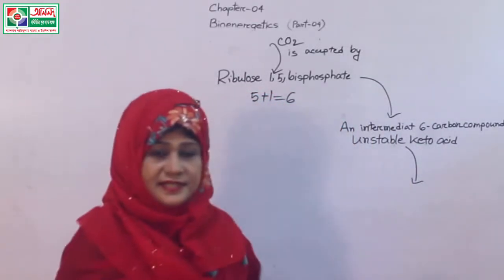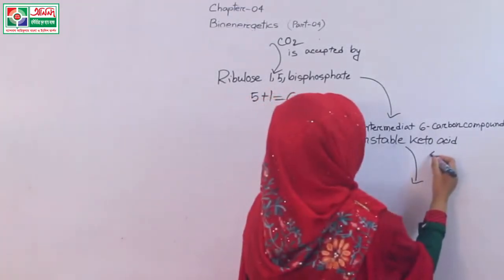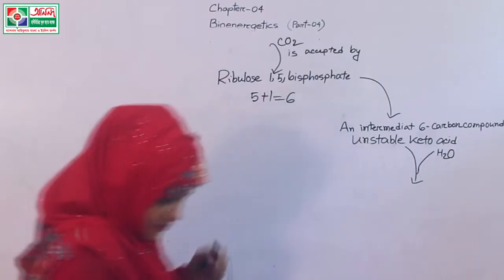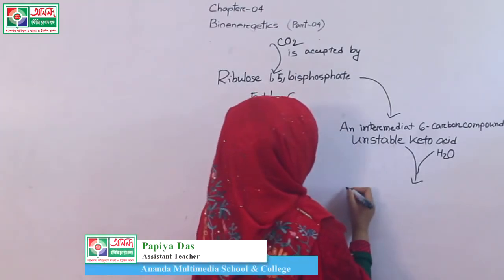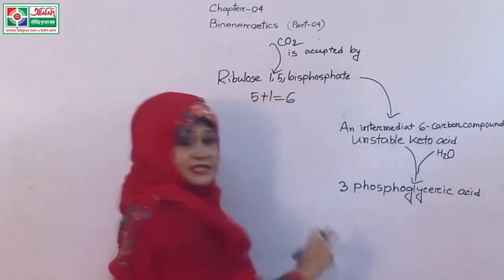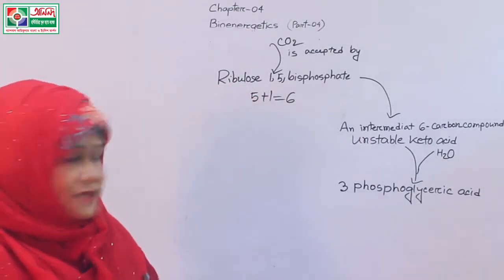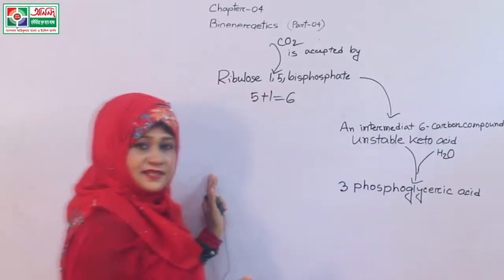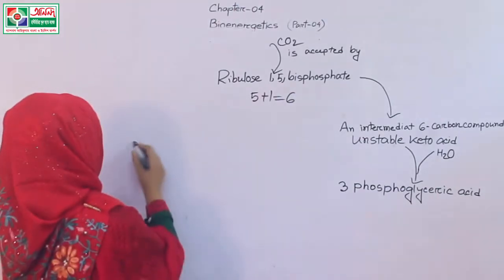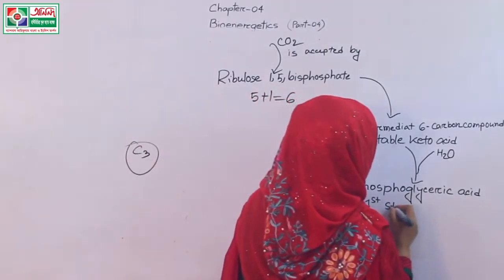This keto acid instantly converts to another compound when it reacts with water. So I will write here water. This keto acid reacts with water and produces 3-phosphoglyceric acid. This 3-phosphoglyceric acid is the first stable compound in this cycle. That's why it is known as the C3 cycle. This is 3 carbon, that's why 3, and carbon, so we are writing C. C3 cycle. 3-phosphoglyceric acid, first stable compound.